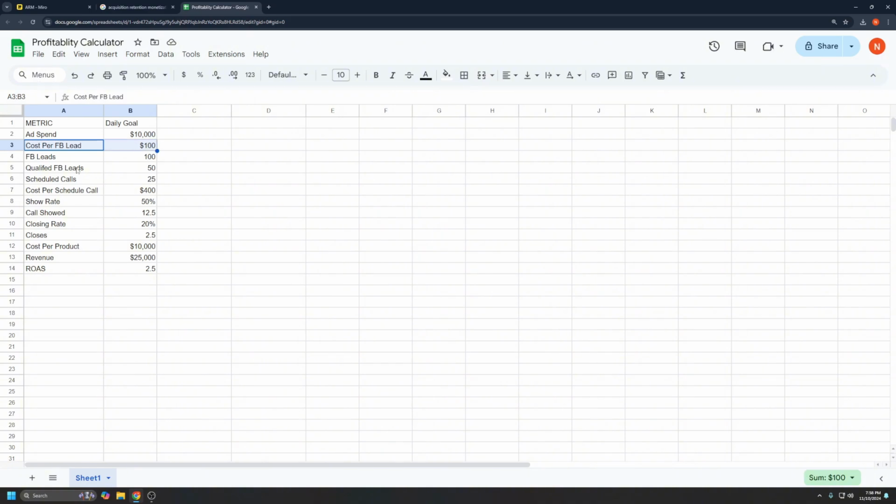Our cost per lead is $100, which means we get 100 people coming through. 50% of the people coming through are qualified, and 50% of those qualified people schedule calls, which means a cost per call of $400. Our show up rate is 50%, which means 12 and a half people get through. Closing rate is 20%, which means we close 2.5 people per day. Cost per product is $10,000, which means we make $25,000 per day, or a ROAS of 2.5.